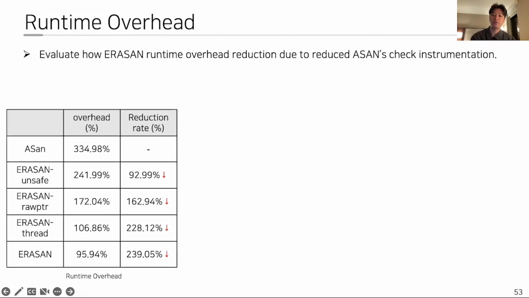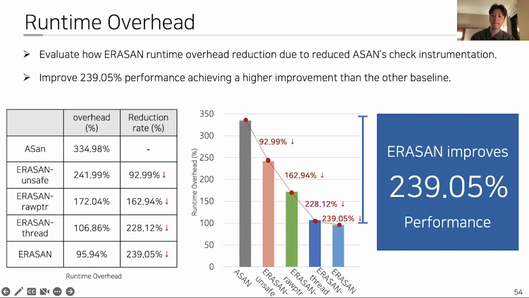Then we evaluate runtime overhead to check whether ERASAN reduces its runtime overhead by leveraging Rust's unique memory management. Since ERASAN only focuses on memory accesses by raw pointers and their alias pointers, it improved performance by about 240% compared to original ASAN. The result shows that our approach is more efficient than the unsafe block-based approach, and each drop access optimization for object type can increase the runtime performance.